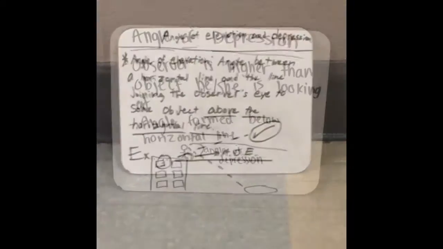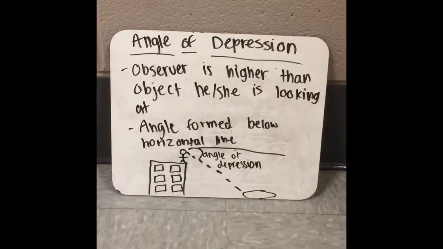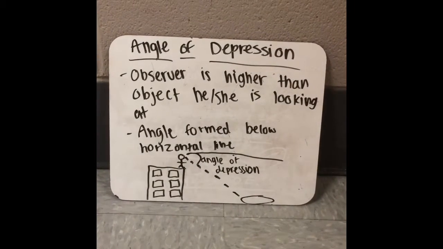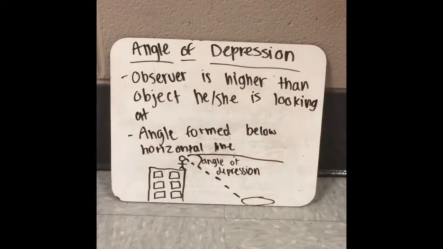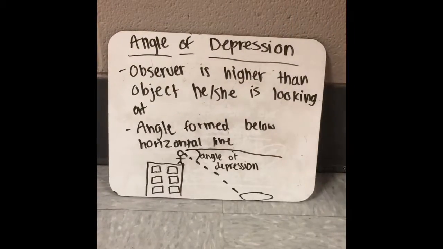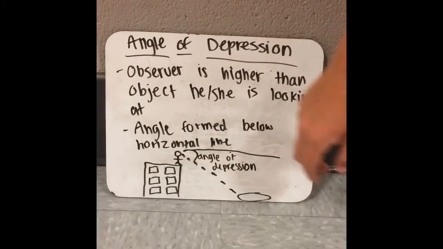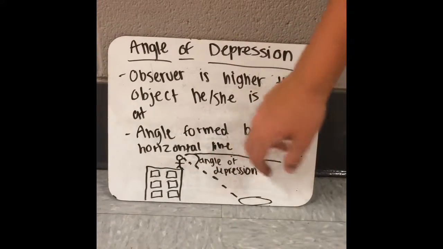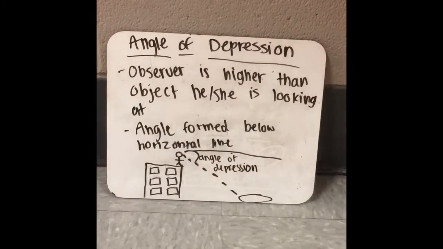Here's an example. There's the observer's eye going to an object above the horizontal line, so therefore that's the angle of elevation. When you're talking about the angle of depression, that's when the observer is higher than the object that they are looking at. So then the angle will be formed below the horizontal line. In this example, the horizontal line is the straight line formed from their eyes just outwards, and then this is their line of sight. The angle of depression will be above the line of sight but below this horizontal line.